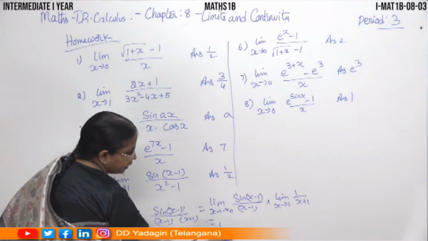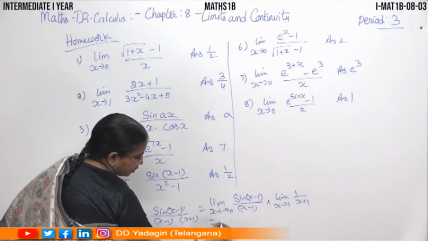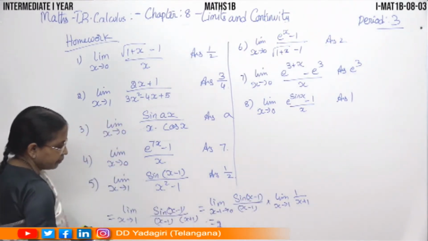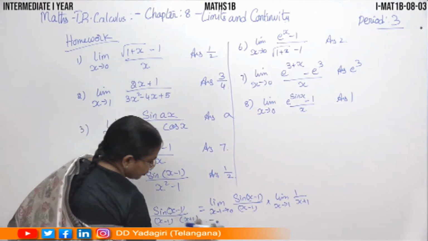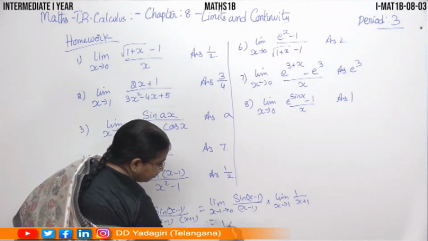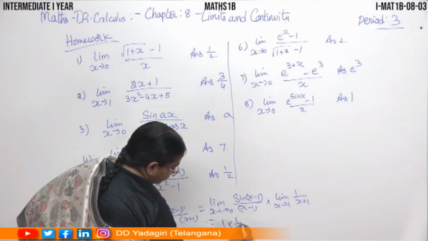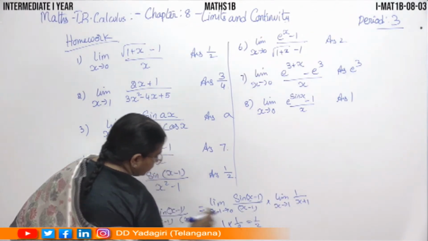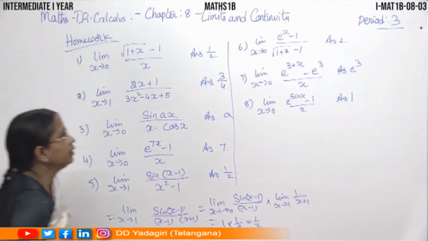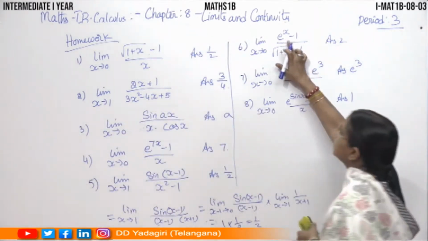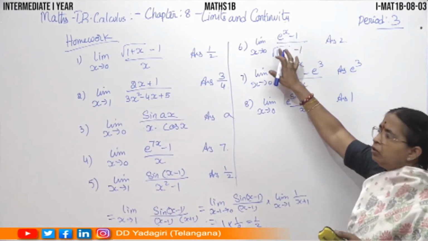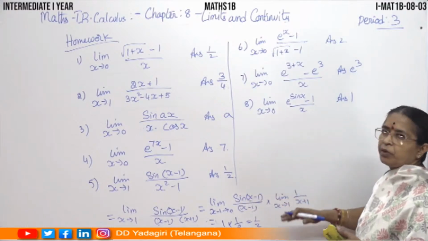This is 1 and that is 1 by 1 plus 1, 2. 1 into 1 by 2, sorry, 1 by 2 is the answer. 1 into this limit is 1 and this limit is 1 by 2. So 1 by 2. So like this we do the problem. Now this type of problem we already solved with 3 power x. All these are very important.